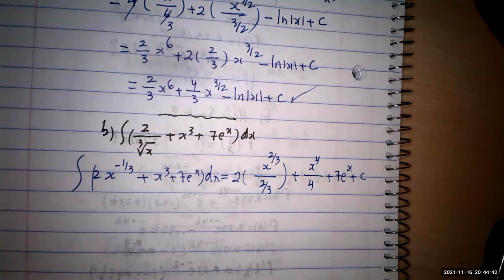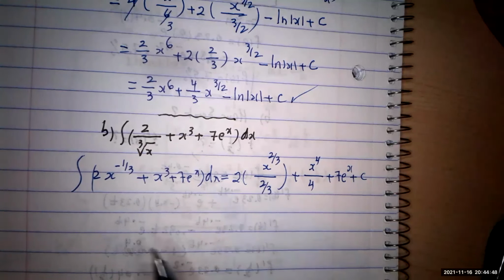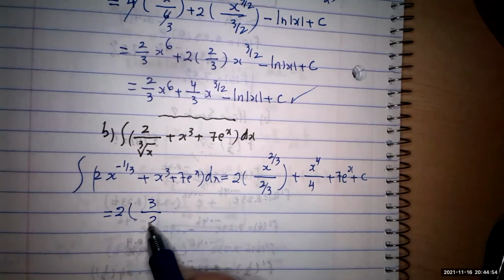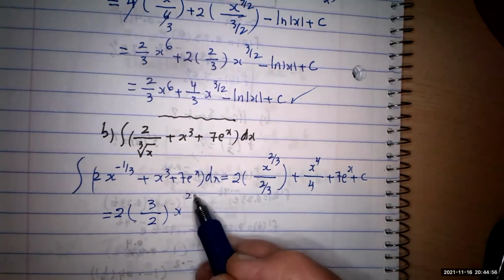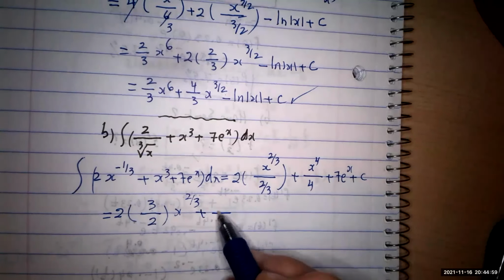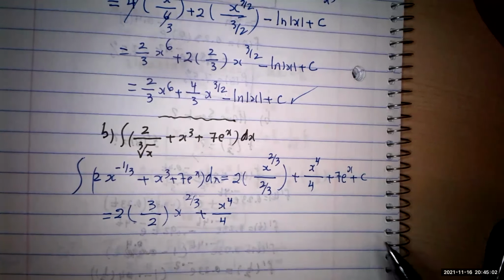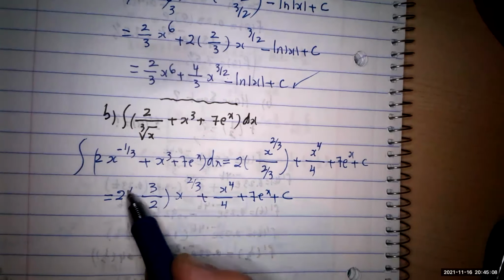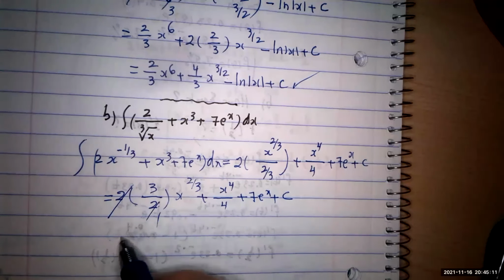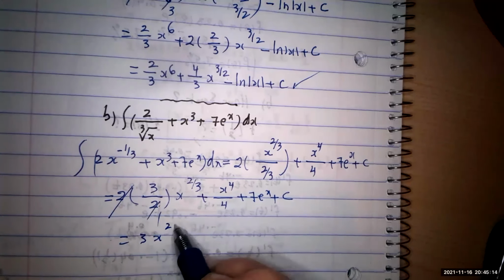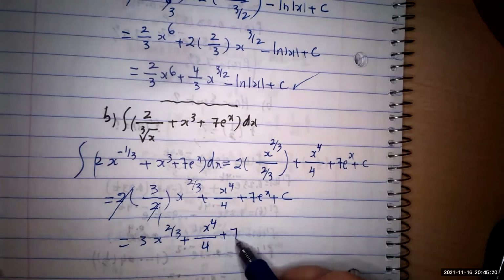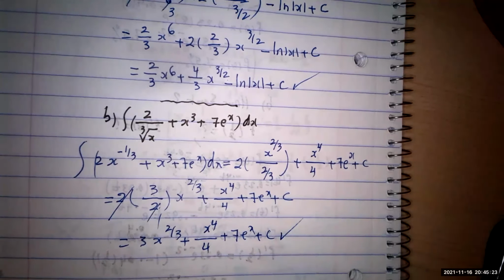Integral of e to the x is e to the x, because derivative of e to the x is just e to the x. You have to take care of this one. It's going to be 2 times the reciprocal, 3/2. 3/2 x to the 2/3, plus x to the 4th over 4, and the 7 e to the x plus the constant c. You can simplify these two together. 2 divided by 2 would be 1. So the final answer, 3x to the 2/3 plus x to the 4th over 4, plus 7 e to the x plus c, and then you're done.